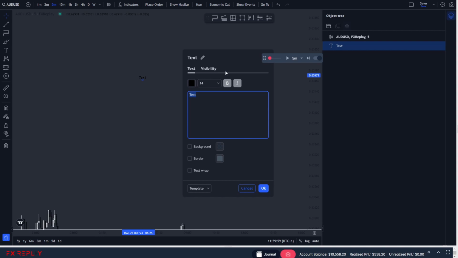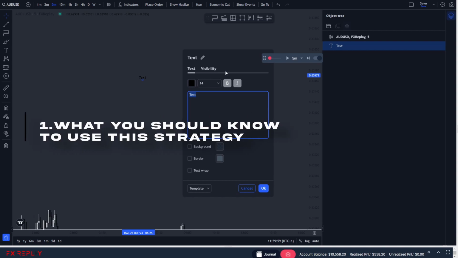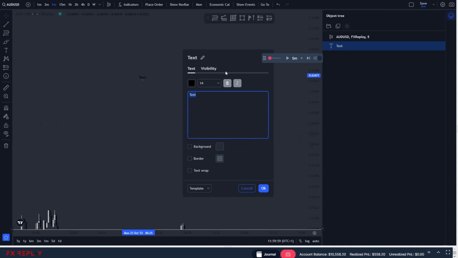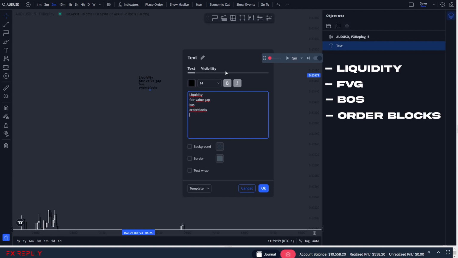Okay, first I'm going to explain what you will need for the strategy and what you should know to actually execute it. You should know how liquidity works, how fair value gaps work, how market structure works, how order blocks work. You should know how Fibonacci works, but I can explain that, it's really easy. And I'm actually going to explain in this video how volume works.